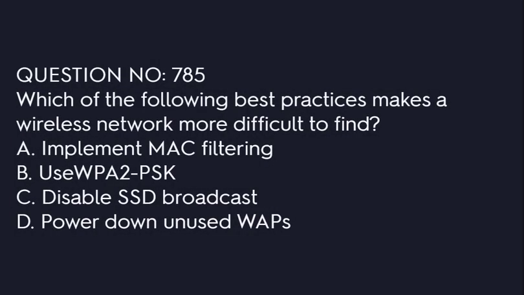Question number 785. Which of the following best practices makes a wireless network more difficult to find? A. Implement MAC filtering. B. Use WPA2-PSK. C. Disable SSID broadcast. D. Power down unused WAPs. The answer is C.